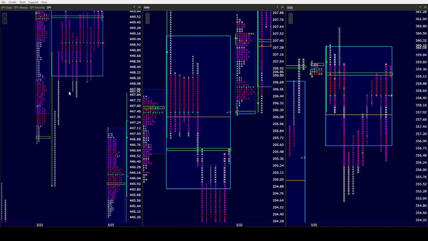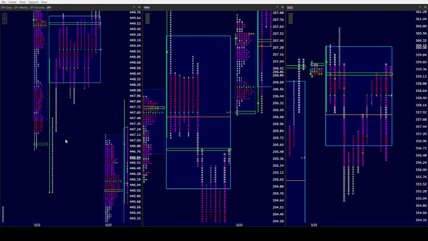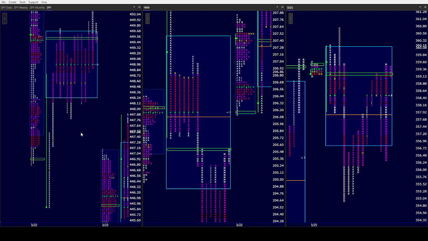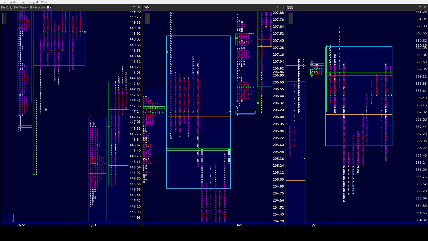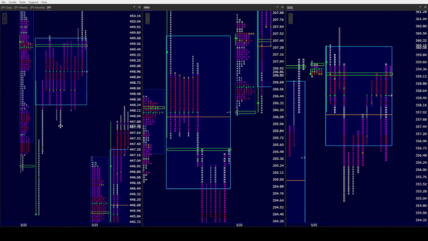Why? Well, just like the other day, let's go over it. We had higher value. We took out the overnight high. We took out the initial balance high. We had indices that were up. We had a lowest accepted price.